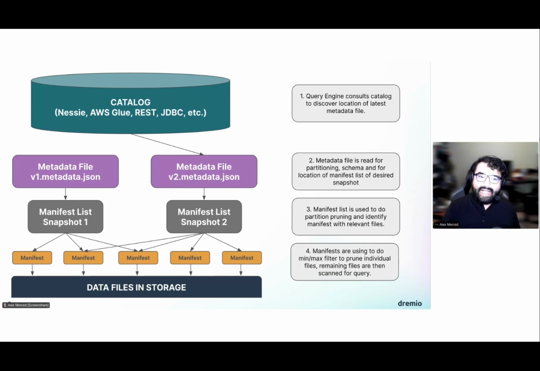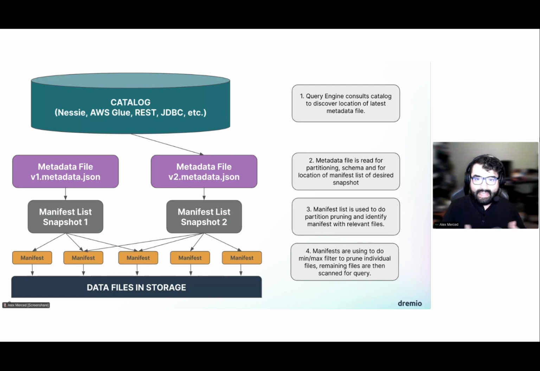Now, each snapshot has a file called a manifest list. Basically, that would be the next stop. Once I have that high level information and I've identified the snapshot that I want to scan, I'm going to head over to a manifest list. And a manifest list lives up to its name. It's a list of manifests. The basic idea is a manifest is a group of files.